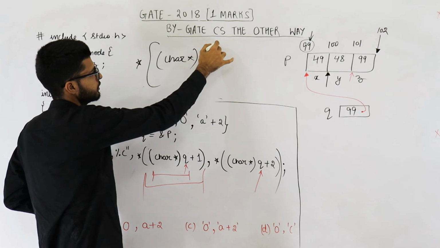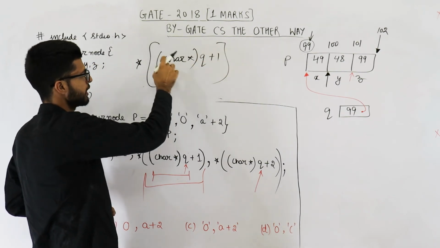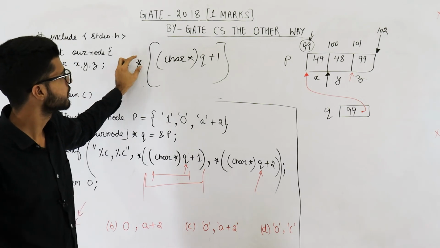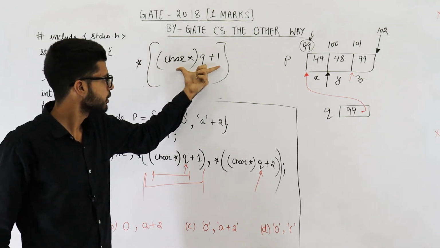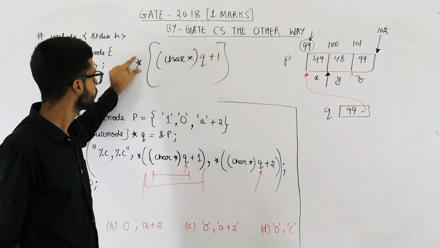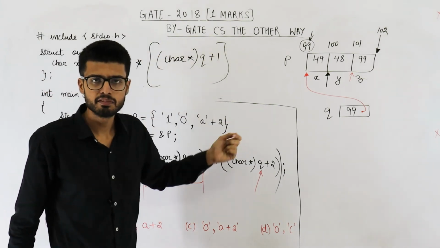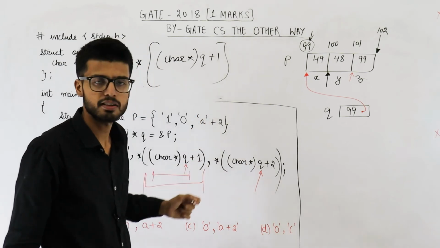Writing a star here, actually don't use the square brackets, simply use the circular brackets only. Writing star here means this one was a character address, plus 1 was a character address, so star means take the character at that address, or take the value at that address. Yeah, that's all about this question.